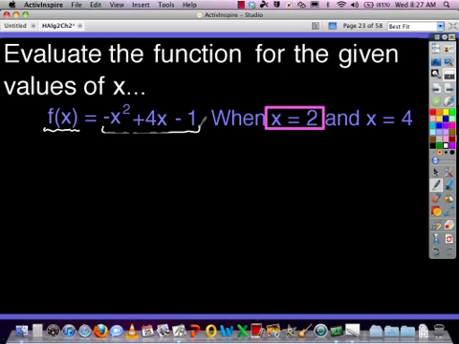Second part of the direction says when x is 2 and when x is 4. You cannot do those both at the same time. So we will do them one first and one second. They both, by the end of the problem, need to be done, but really the order doesn't matter. We'll just do them in the way they have them written.